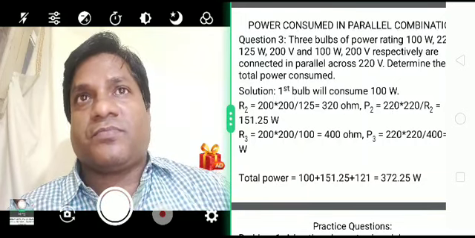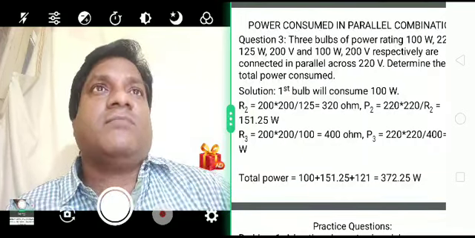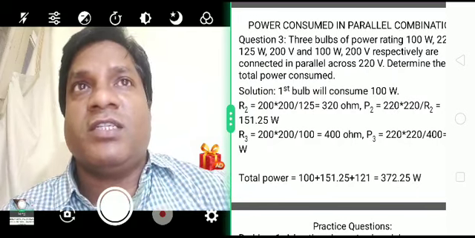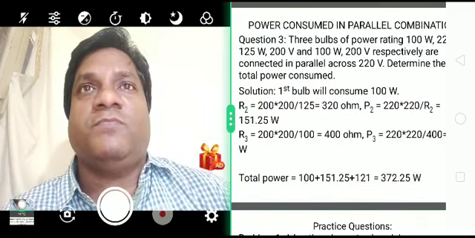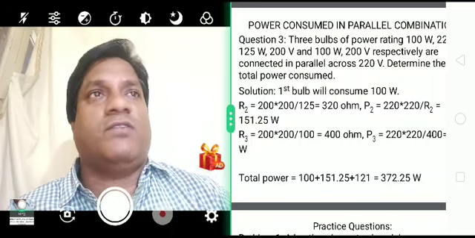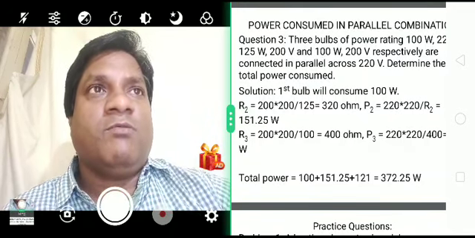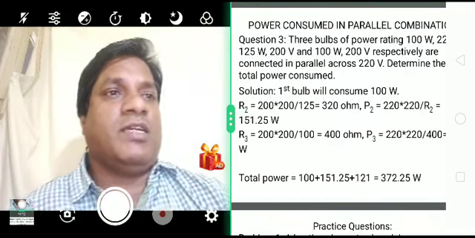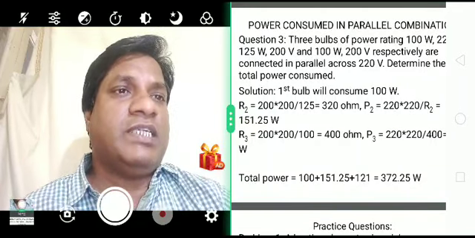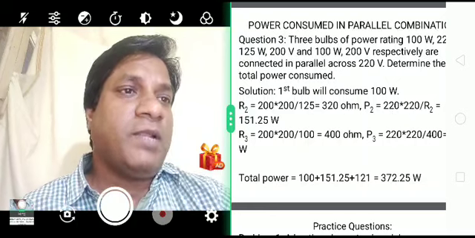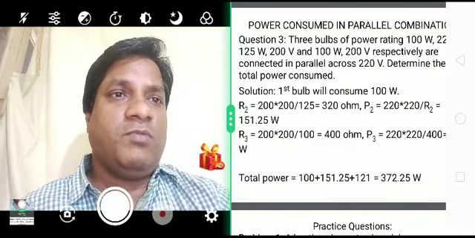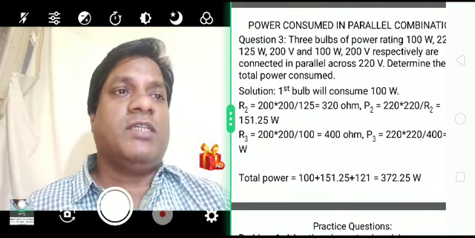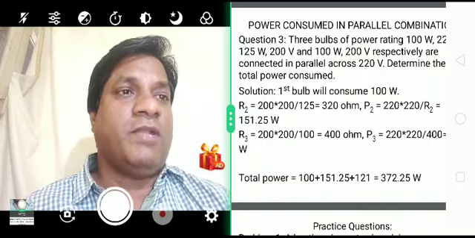Now the second and third bulb, their power consumed will be different. So we have to first determine their resistance. So here I have calculated the resistance of the second bulb is 320 ohm and the resistance of the third bulb is 400 ohm. So accordingly, I have calculated the power consumed by the second bulb to be 220 into 220 upon R2. Why I have taken 220 in the power consumption is because this is the supplied voltage. So the resistance is to be found out from the voltage rating of the appliance, whereas the power consumed has to be found out by considering the supplied voltage.